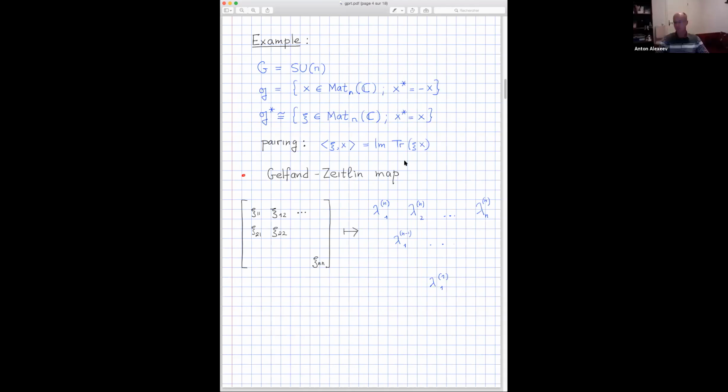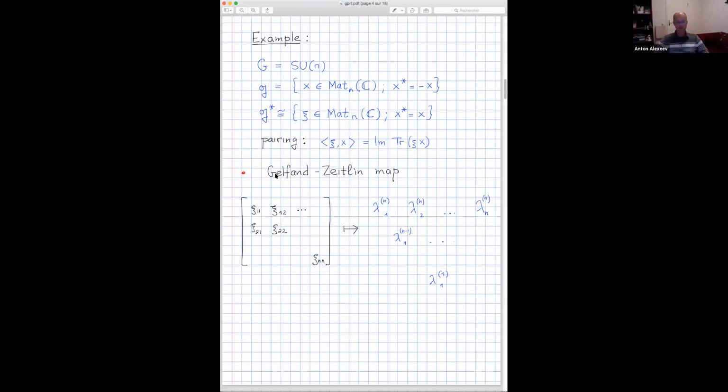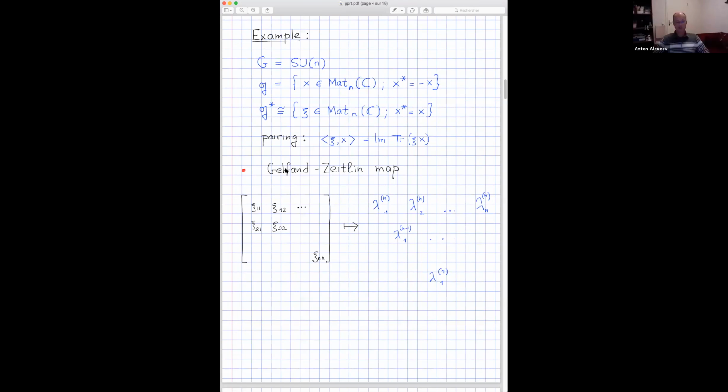Of course, in order to do that, we need to say what the pairing is. And the pairing is this slightly strange imaginary part of the trace of the product. So if you put the imaginary part of the trace, then the skew-Hermitian condition on the dual space will be replaced by the Hermitian condition. Now, here is the Gelfand-Zeitlin map, and it's going to inspire us in the rest of the talk.